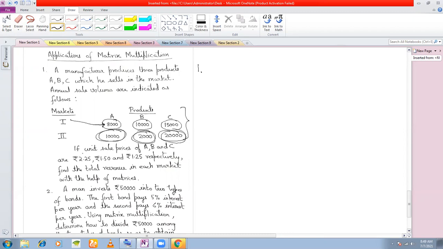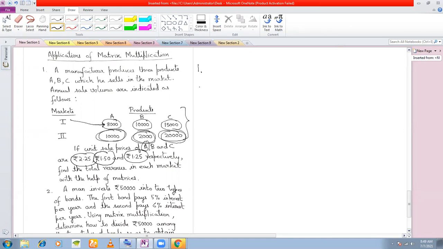Also, the sale price of each of the products. For product A, the selling price is 2.25 per unit. For product B, the selling price is 1.5 per unit. And for product C, the selling price is 1.25 per unit. Okay. Find the total revenue in each market. So market one, what is the revenue? And for market two, what is the total revenue?